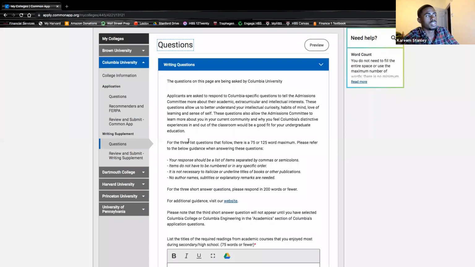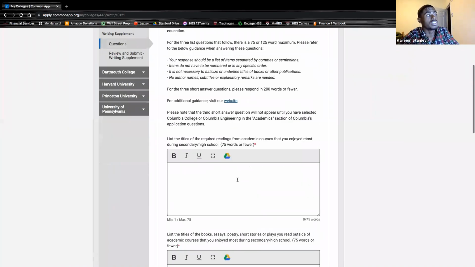Notice it says there are 3 list questions that follow. There's a 75 or 125 word maximum. So these have to be really short and really concise and really say a lot with a few words. So list the titles of the required readings and academic courses you most enjoyed in high school. Notice how Columbia has a core curriculum that is very focused on reading, like Old English, and you go through Aristotle and all the great thinkers of history.